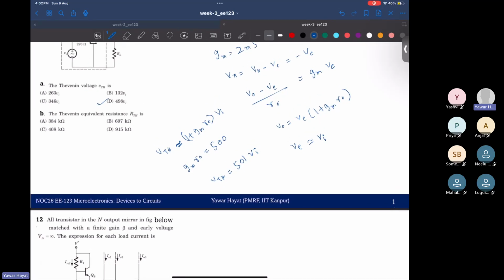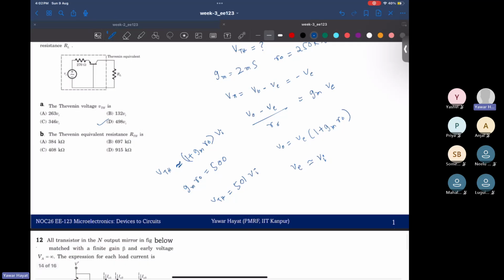And for the Thevenin resistance, what do we do? To turn off the independent source VI. Okay. Once you turn off VI, an ideal voltage source, what happens to the ideal voltage source? It becomes a short circuit, right? So your emitter sees RS, this one. That's it. RS equal to 270 ohm. And that's going to the ground, right? It will be this one.